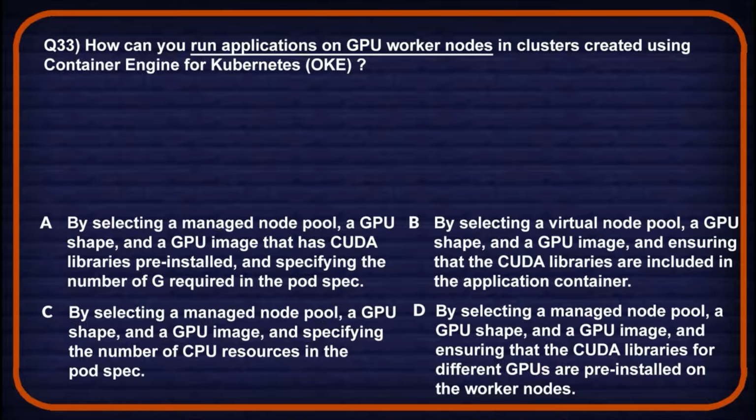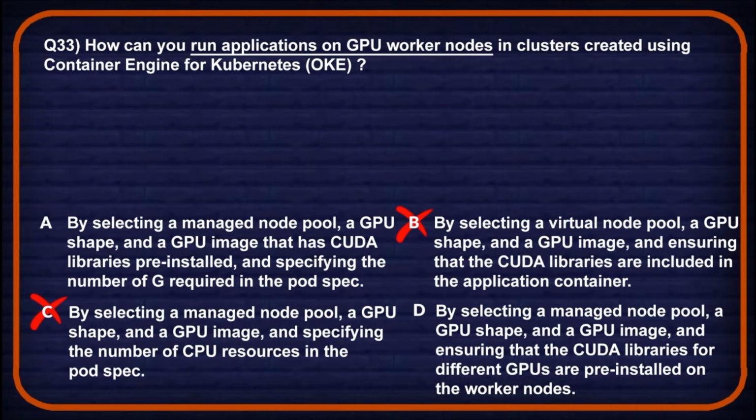Moving on to option number B. By selecting a virtual node pool, a GPU shape and a GPU image and ensuring the CUDA libraries are included in the application container. CUDA library should be pre-installed on the node image, not bundled inside the application container. So option B not a good answer. Moving on to option number C. By selecting a managed node pool, a GPU shape and a GPU image and specify the number of GPU resources in the pod specs. GPU workloads require GPU resources and CUDA libraries, not GPU only allocations. So option C again a wrong choice.